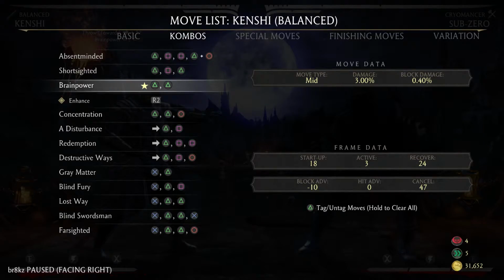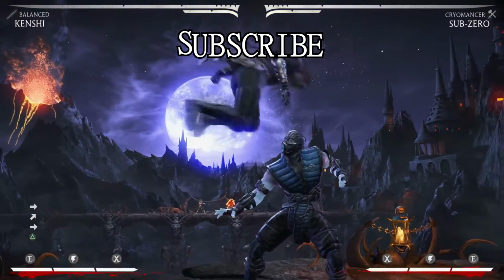There are other characters that have neutral frame moves. I don't know if every single character has neutral frame moves, but in order to find out, just look at your character's frame data, and if it has 0 either in the hit advantage or block advantage, that means that it is neutral. So that's it for frame data.